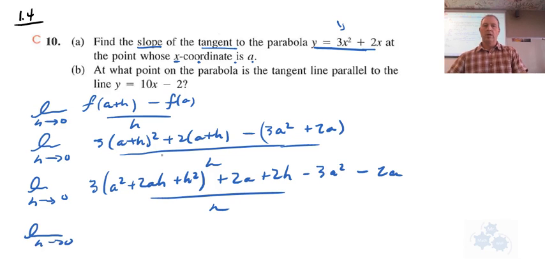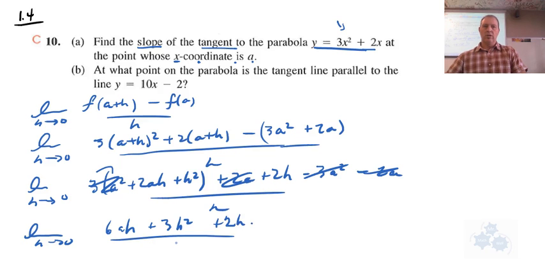Okay, so now I've got 3a squared and minus 3a squared. Those are gone. I've got 6ah, no other ah's. I've got 3h squared, right? And what else? I've got 2a, oh, the a's are gone. And I've got plus 2h. So watch here. You guys asked about this. This is important.